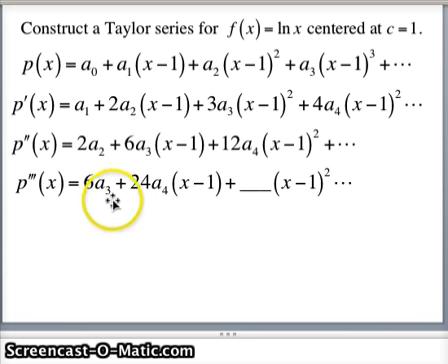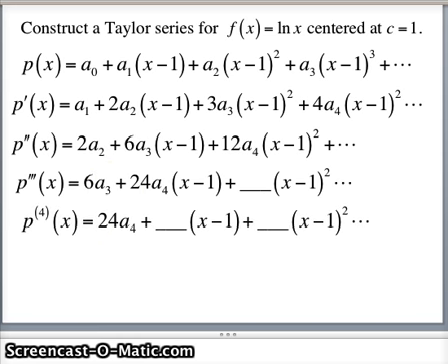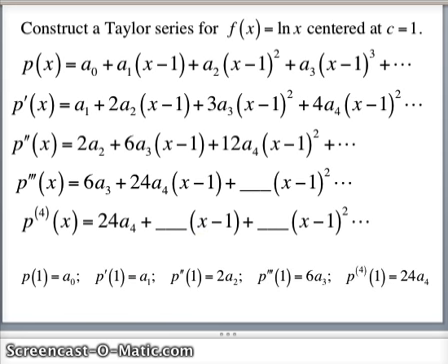Continuing now with our third derivative, we get 6a3 plus 24 times (x minus 1) to the first power plus something times (x minus 1) squared plus something times (x minus 1) cubed. Plugging in all these 1's just leaves me with 6a3 with my first term. And for the fourth derivative, 24a4 plus something times (x minus 1) plus something times (x minus 1) squared plus dot, dot, dot. But plugging in all the 1's, everything goes away except for 24a4.